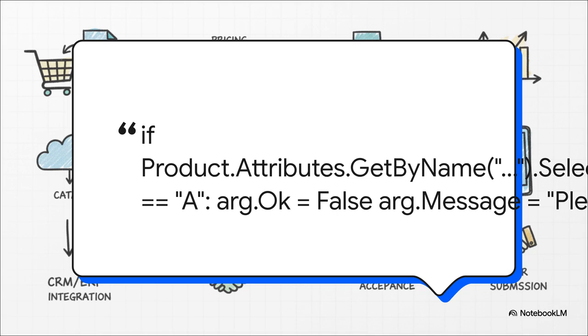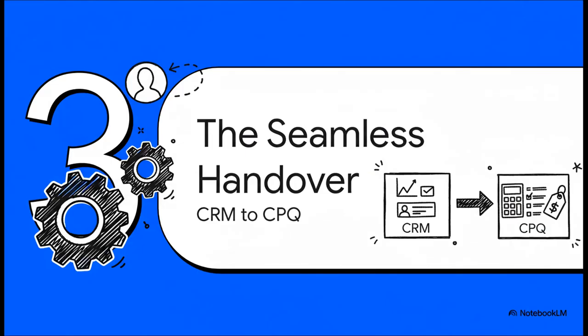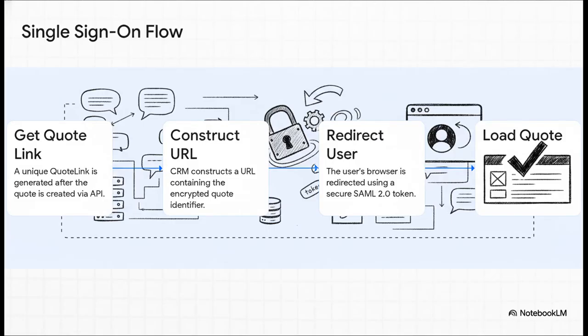This is exactly how you enforce those deep procedural business rules that you could never handle with just simple configuration options. Okay, so now we understand the front end and the core engines. Let's focus on that first critical handoff, that moment the user moves from the world of the CRM into the CPQ tool itself without a hitch.